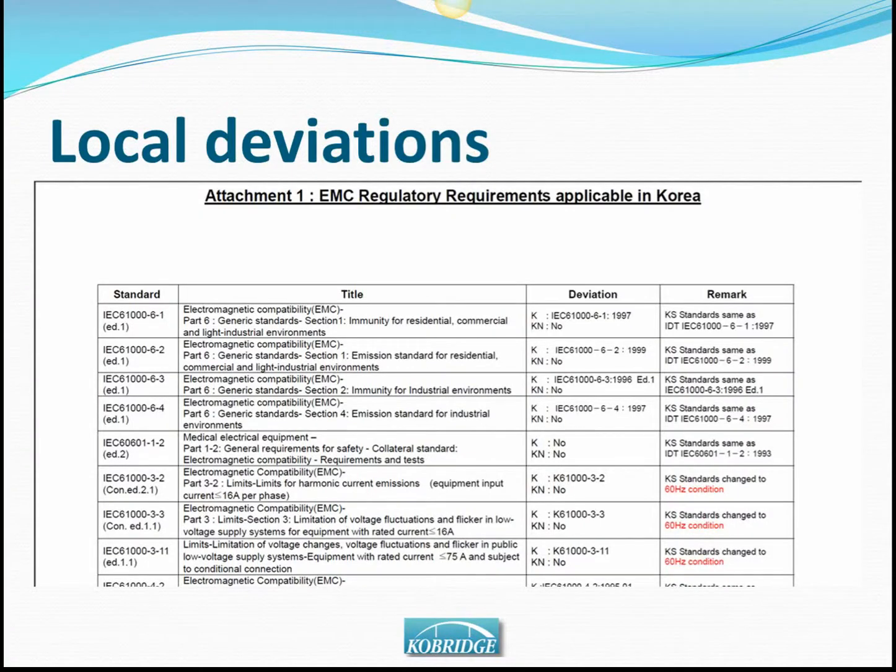Now about local deviations. I bring one example here of the electromagnetic compatibility, the EMC, where there are some local deviations due to the power requirement in Korea. So those deviations will be listed. We will see later on the IEC-EE, and those will be listed, and which test has to be then updated. The test condition has to be updated in order to reflect the Korean power requirements.